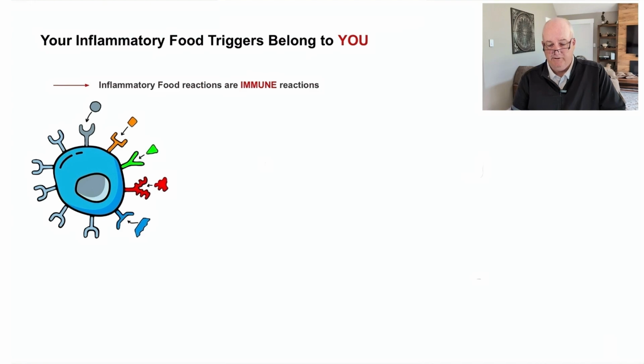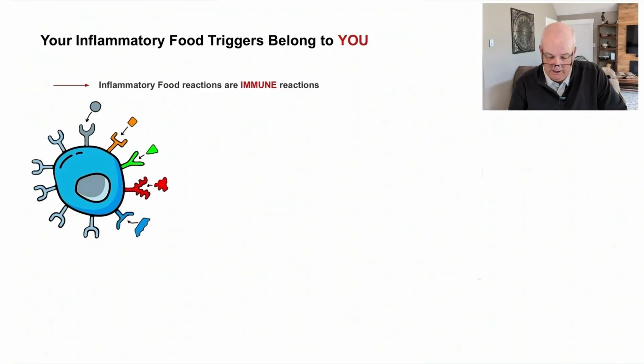These inflammatory food reactions are immunological reactions. They involve a white blood cell with receptors on it. The receptors are like little arms with feelers on the end. And these little feelers bounce into things in your body, and they touch things, and they determine what's allowed or not allowed in your body by how they feel. It's these little receptors right here that we're talking about.